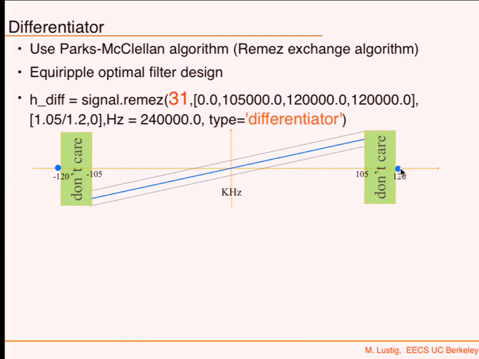Now, why do I want it to be 0 at the end? As it turns out, if you have an asymmetric frequency response, it's also going to be an asymmetric filter. And if it has an order of 31, which is an odd order, it has to end up with a 0 at the Nyquist frequency. It has to.